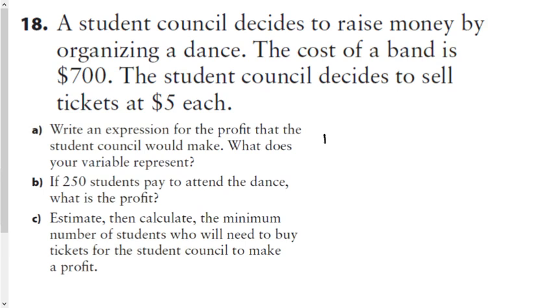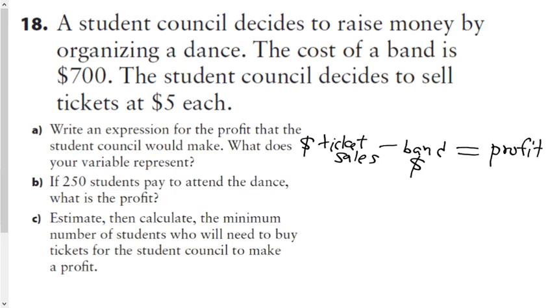So remember, the money from the ticket sales, take away the cost of the dance, or the band fee. Usually, what you take at the door minus the cost of the band will equal your profit. Right? So if we make T represent the number of tickets sold, number of tickets.